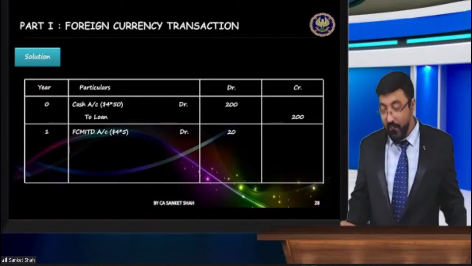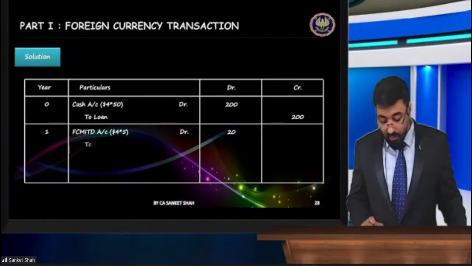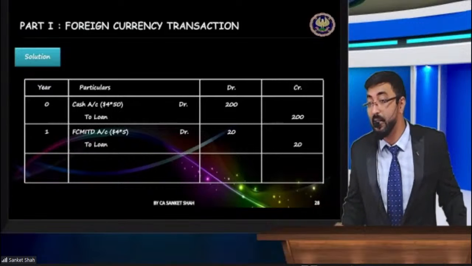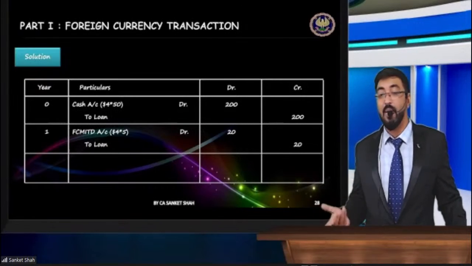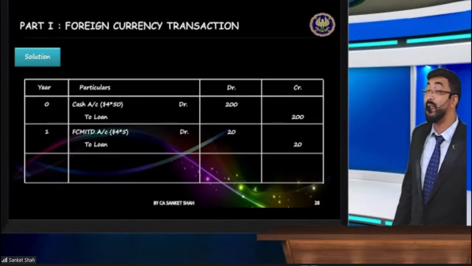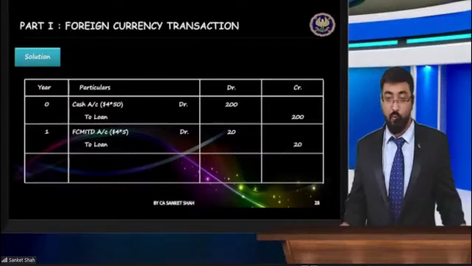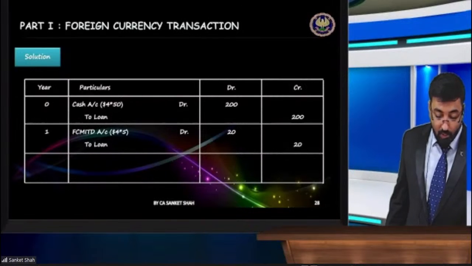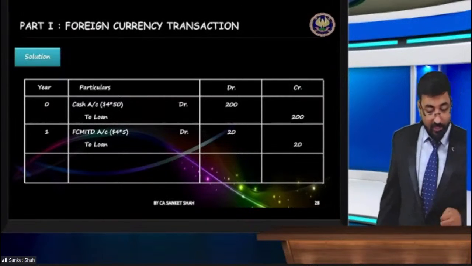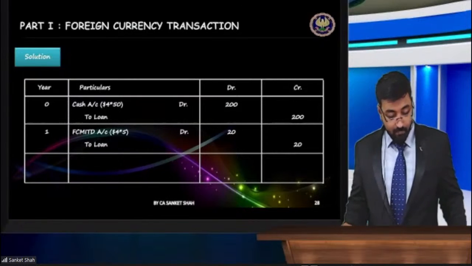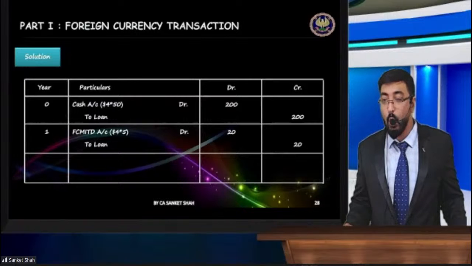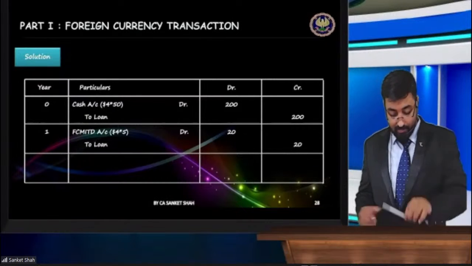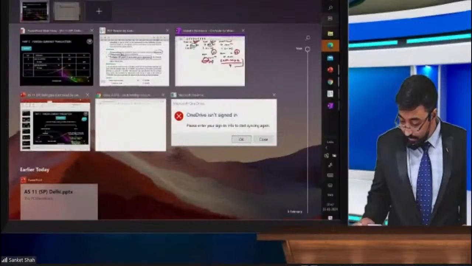So FCMITD account debit 20 to loan account 20. So same entry, but instead of asset, because it is not related to a depreciable asset, it is other than depreciable asset, and therefore we will give debit to FCMITD account, credit to loan account, 20. Correct, beta? FCMITD account debit to loan account 20. Now this FCMITD account, yes, you can check how this account will get reflected.